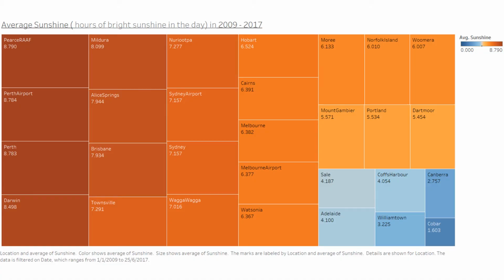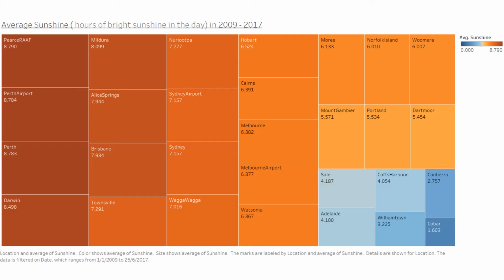To begin with the visualization analysis, we first visualize the heat map to observe the average sunshine across Australia from year 2009 to year 2017. In this heat map, the average hour of bright sunshine in the day is represented by color hue of orange and blue, with gradual lighter color saturation and size of box. Orange color indicates higher average sunshine duration, while blue color indicates lower average sunshine duration.